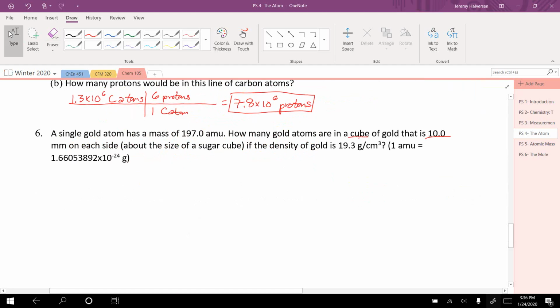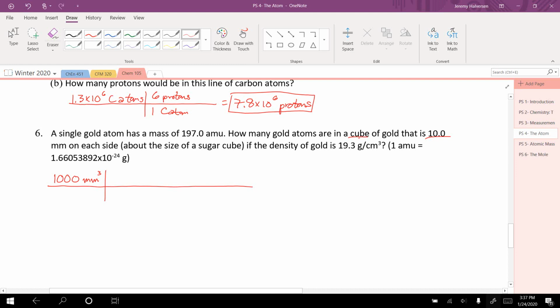Well, if it's 10 millimeters on each side, 10 times 10 times 10 means that it is 1,000 millimeters cubed of gold. I just did the geometry to say I got this cube, it's 10 on each side. So if I want to know how much I have, 10 times 10 times 10, 1,000 millimeters cubed.